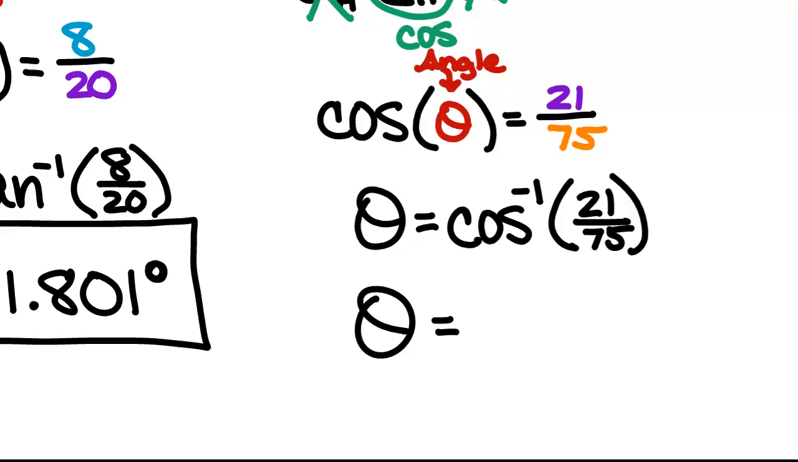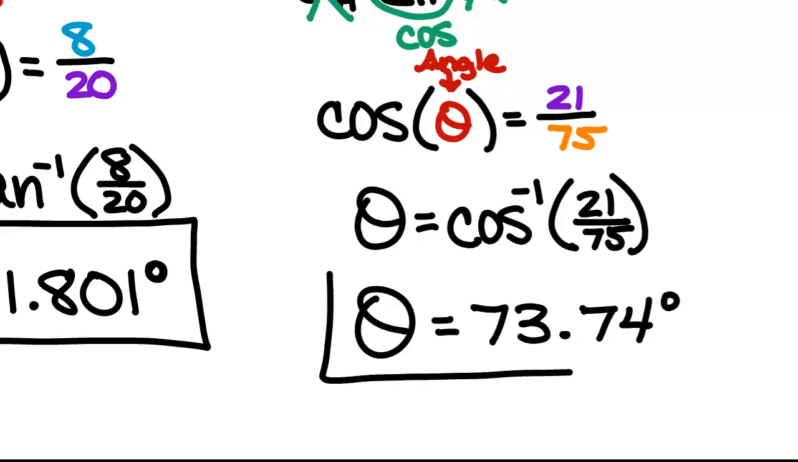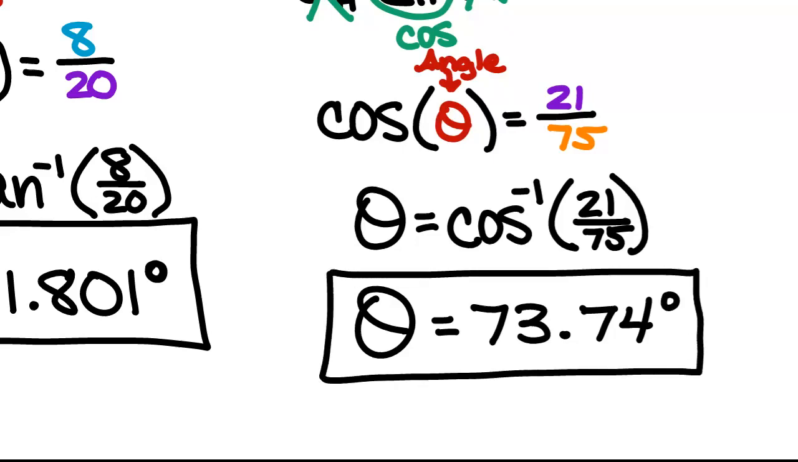Yep, give me 3 decimal places, and if you have to round up, that's totally okay. 73.74 or 73.739, I would accept either one of those. So 73.74 or 73.739.